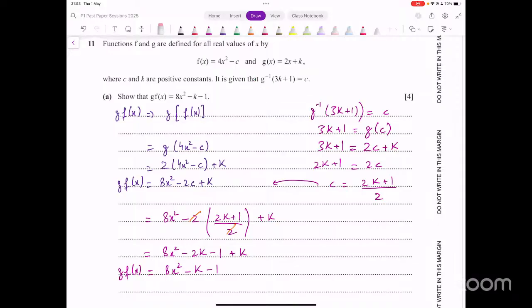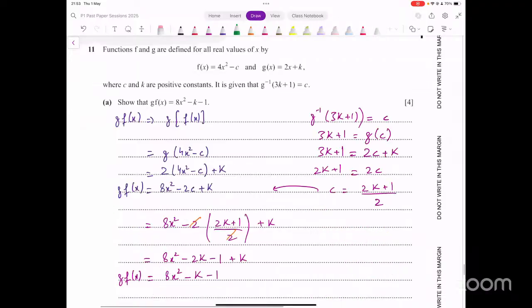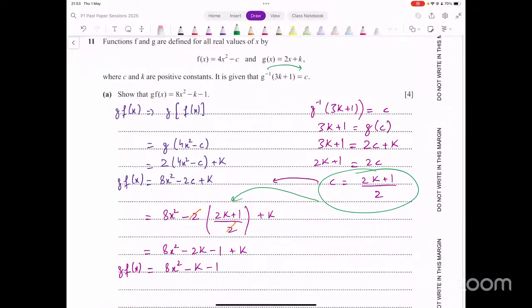If g inverse of 3k plus 1 is equal to c, if I take g inverse to the other side, that becomes g of c. g of c equals 3k plus 1. And then g of c simplifies to 2c plus k. And that gives us c in terms of k. And using that, we can eliminate c from here. Simplify that and we get that form. Okay? All right.